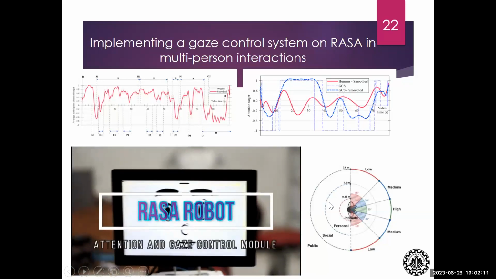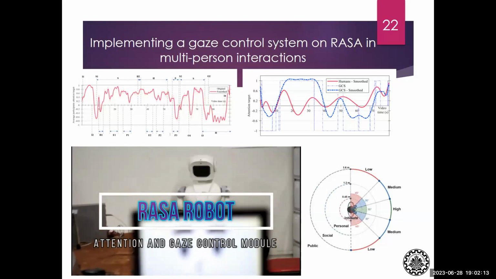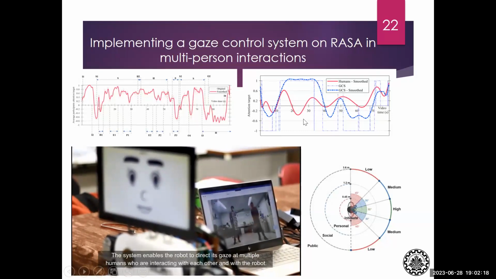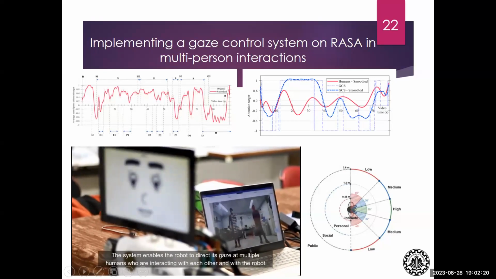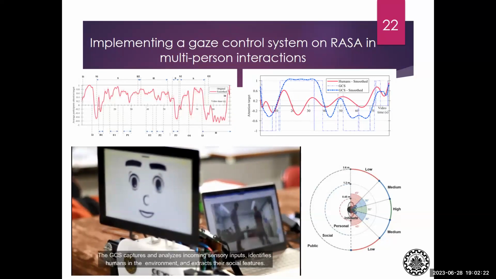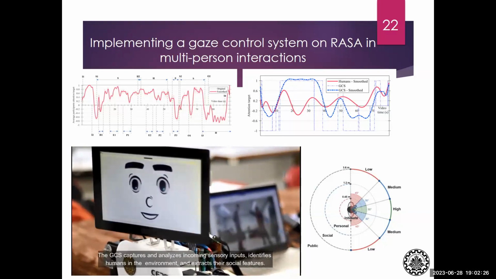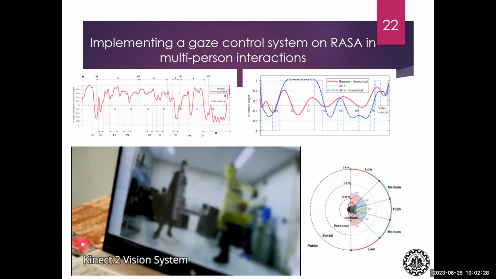We implemented a gaze control system on the Rasa robot. This system takes some important verbal and non-verbal social cues into account, and at each moment enables the robot to decide socially and humanly to direct its gaze.